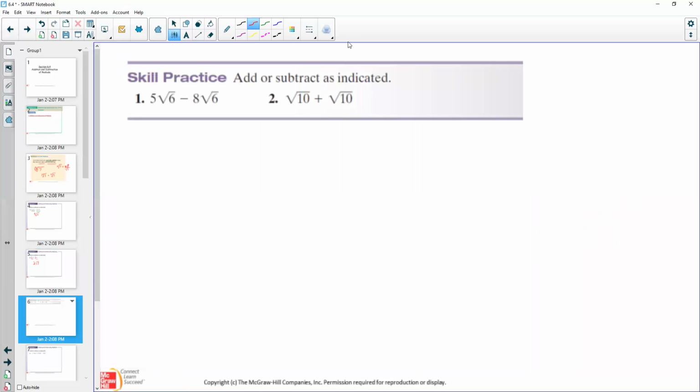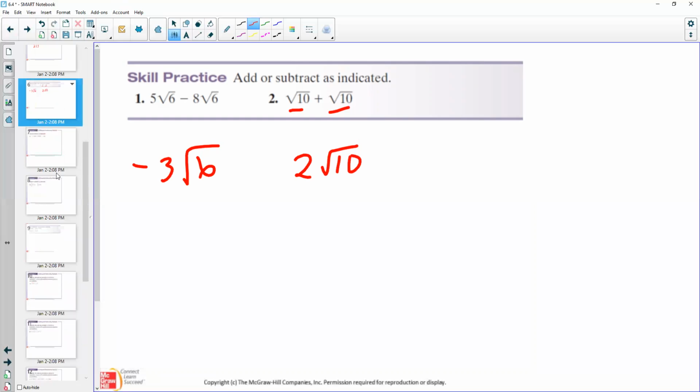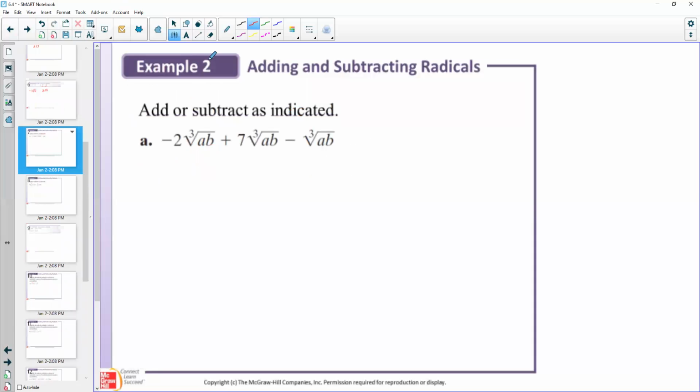So try a couple more. 5 square roots of 6 minus 8 square roots of 6. I have 5 of them. I'm taking 8 away. That is going to give me -3 square roots of 6. I have 1 square root of 10 plus another square root of 10. That means I have 2 of them, 2 square roots of 10.